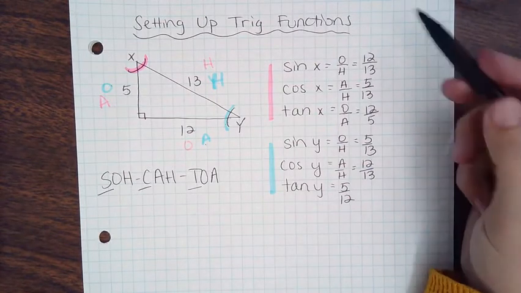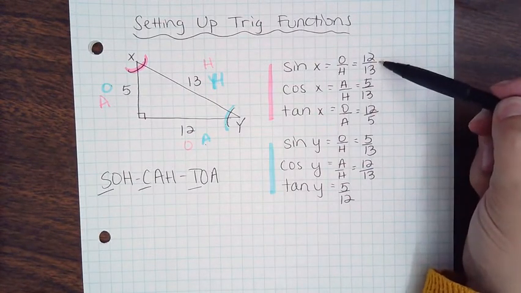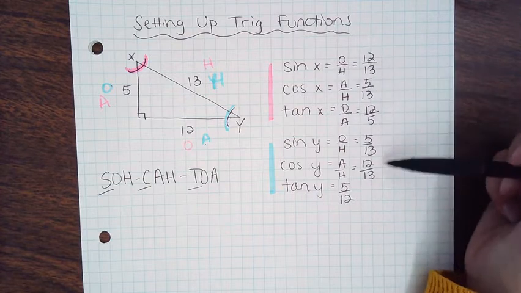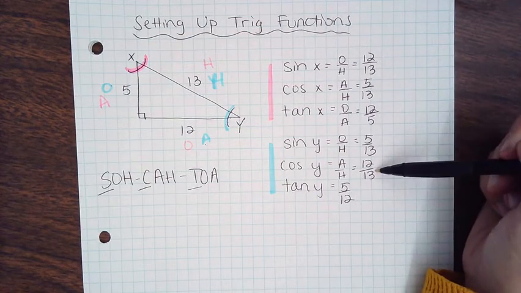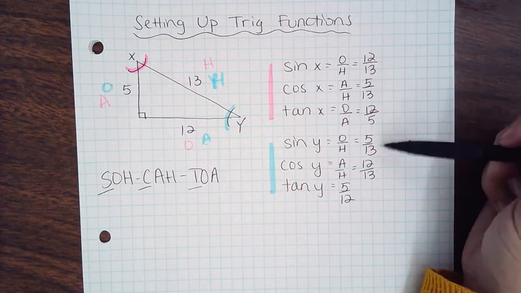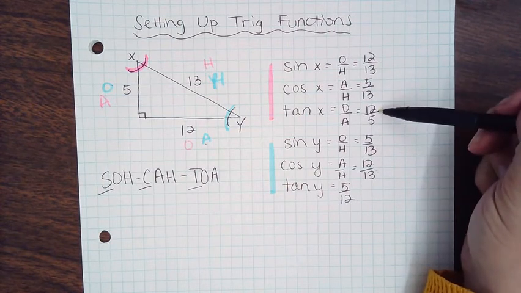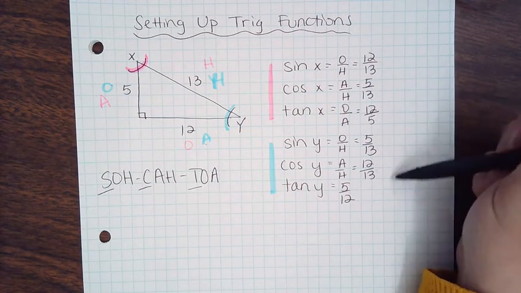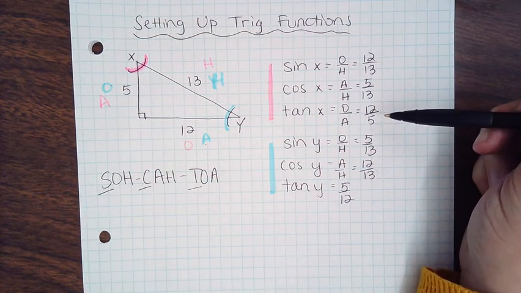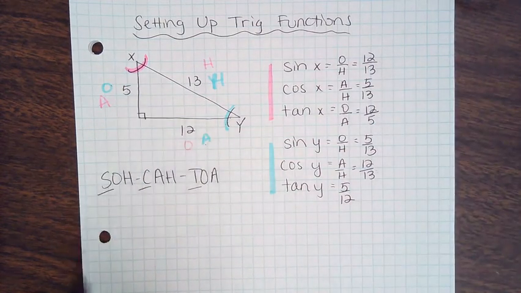A couple of things to notice: the sine of one reference angle is the cosine of the other. The cosine of one is the sine of the other. And then if we take a look at our tangents, they're actually reciprocals of each other. They're just flipped fractions. And that's going to always happen in the same triangle.